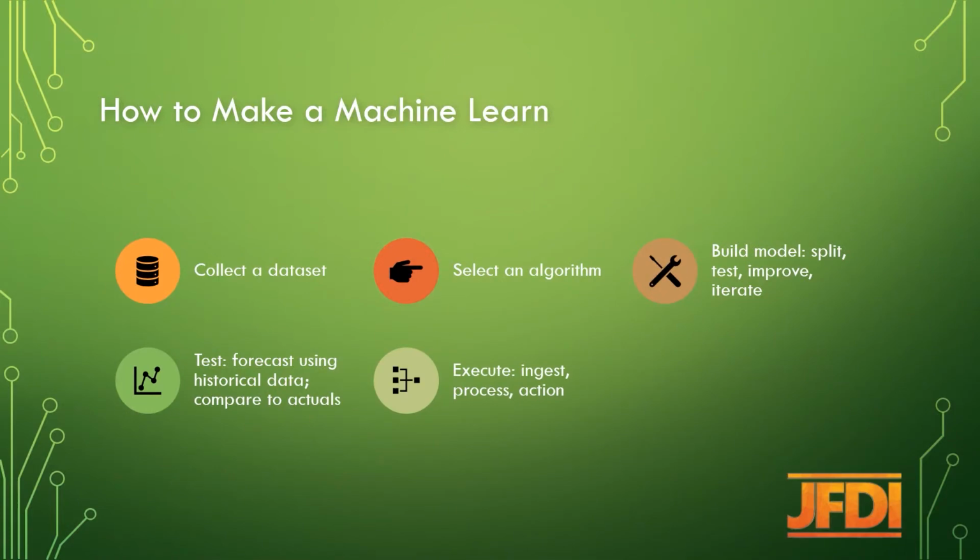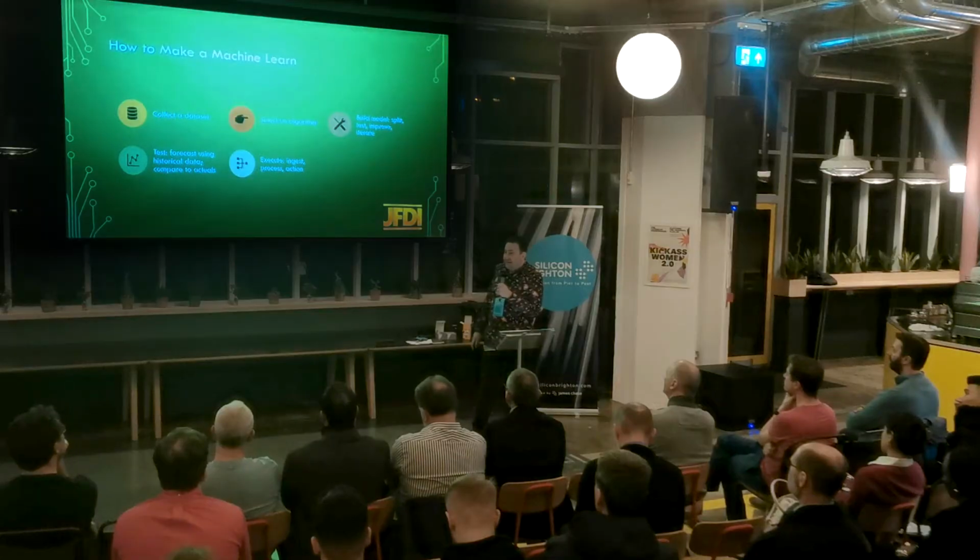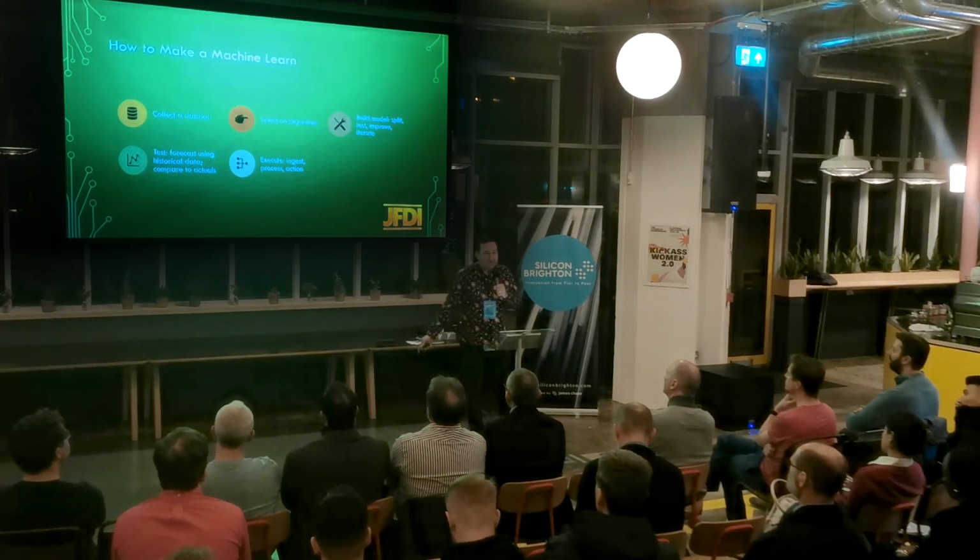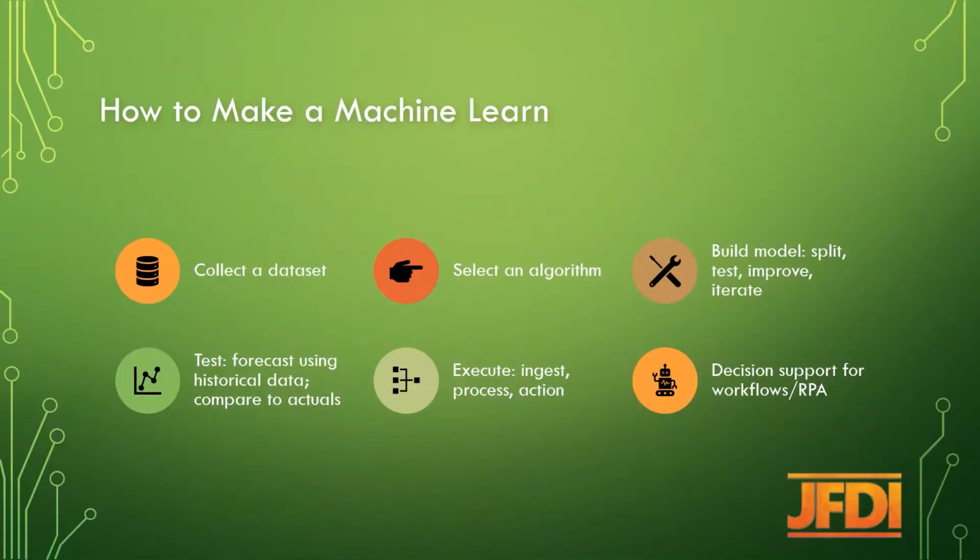And then execute. And that's really the bit that most people miss out. You ingest data and you process it against the model, and then you take actions based on what the model sees. So it matches classes, it classifies stuff, or it picks out exceptions and does exception reporting, or alarms, or alerts, or whatever you want it to do. So you're generally using AI or machine learning as some sort of decision support for a workflow system or an RPA system.